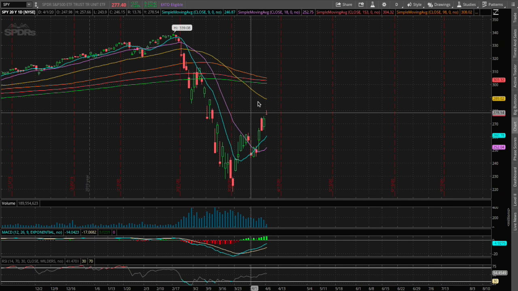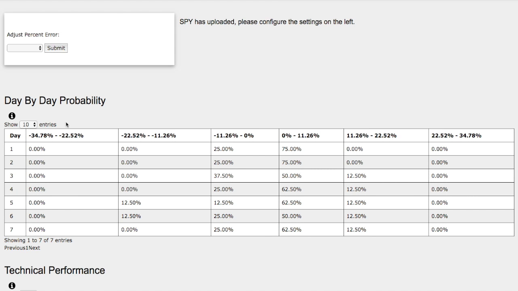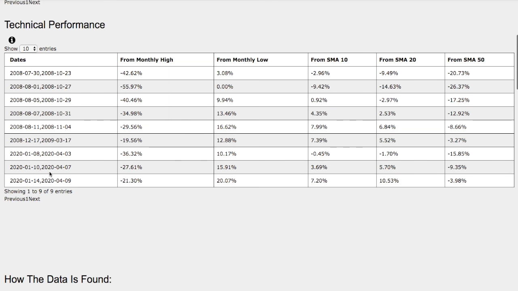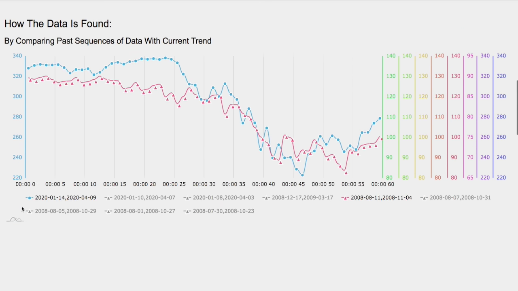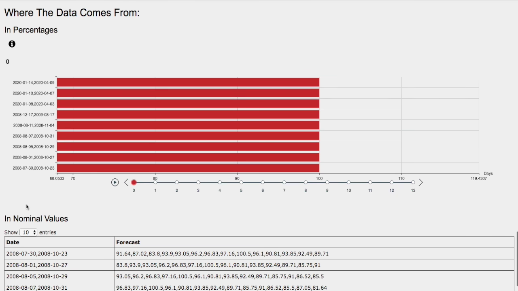Hello viewers, we'll be going over the S&P 500, and this video will be going over the day-by-day probability model, the technical performance of each model, how we find the models, and the day-by-day forecast for the S&P 500.